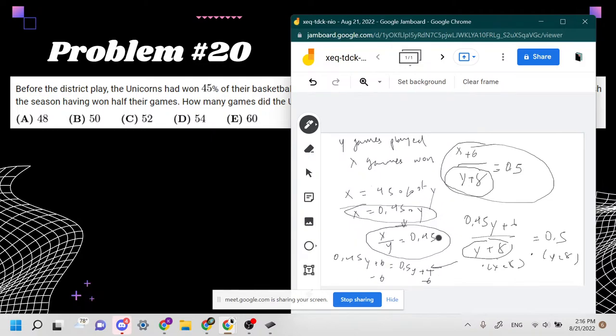Have you copied down everything so far? Can I clear the frame and just start a new whiteboard? Yeah. Okay. Alright, then.